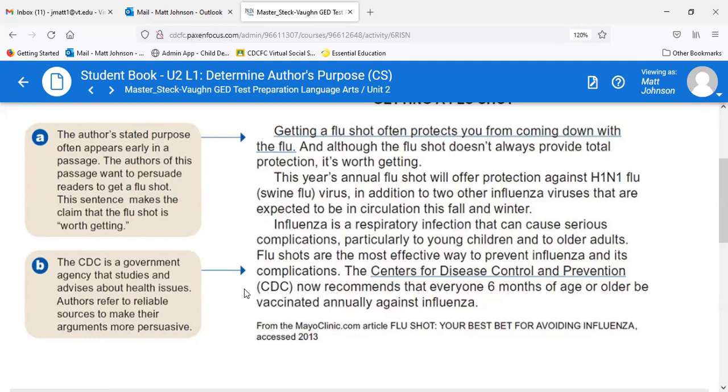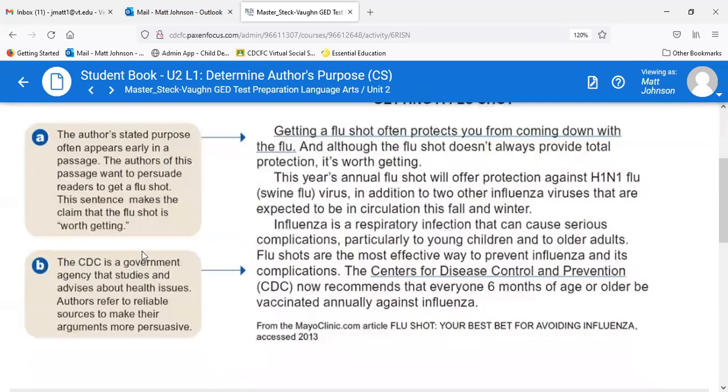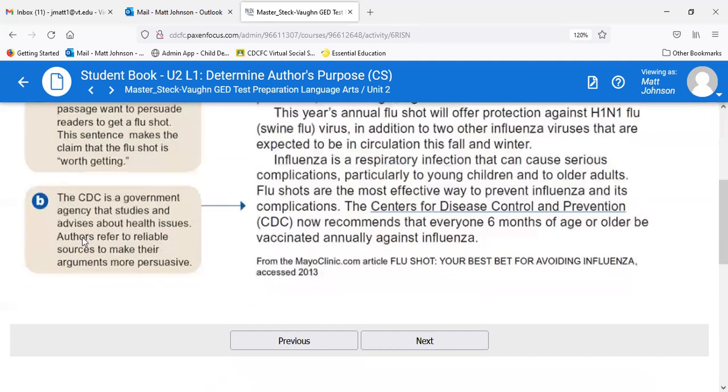This sentence makes the claim that the flu shot is worth getting, right? Actually, it's the next one. It's not that one underlined. It's the next one where it says it's worth getting. But getting a flu shot often protects you from coming down with the flu. That's information, right? That's bringing awareness. But then in the next line, it says the flu shot doesn't always provide protection, but it's worth getting. Right there is what it wants: you to get the flu shot.